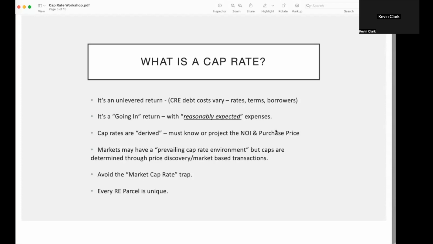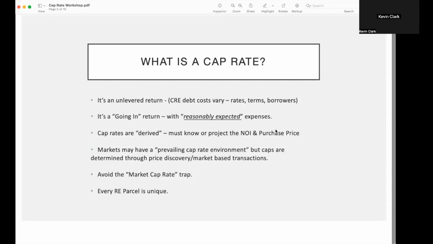Next, when we define cap rates, we want to make sure we understand that cap rates are derived. What we mean by derived is we must know or project the NOI of the asset, the net operating income. Once we have done that and we know the purchase price, we know what the cap rate is. We're not thinking about real estate investments as buying a 6 cap, a 5 cap, or a 7.5 cap. We're really looking at the NOI and the purchase price that we think is right. When we know those two things, we'll know what the cap rate is that we're paying. So it's a derived thing. It is not an objective, it's a calculation.